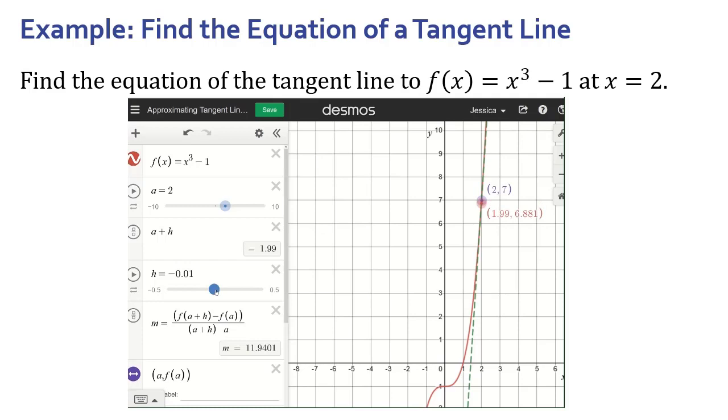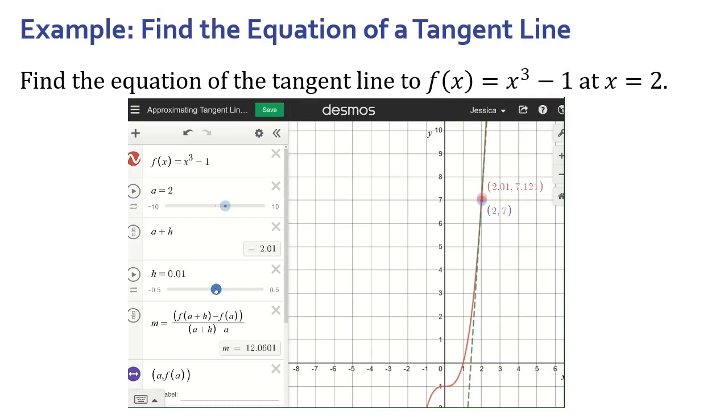Okay. Now let's see what happens as I go from the opposite direction. So let's play this here. Again, watch the slope. As this point, which we can't see right now, but now we can see it, gets closer and closer, this slope is getting closer and closer to 12 as well. So we can estimate that the slope of the tangent line, the rate of change at x equals 2 on f of x equals x cubed minus 1, is 12.